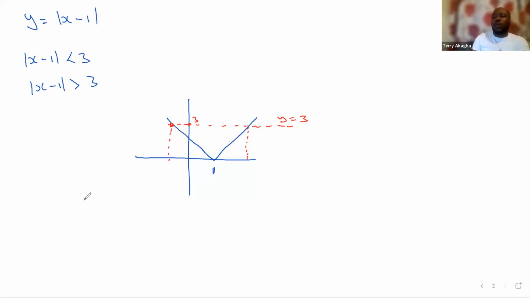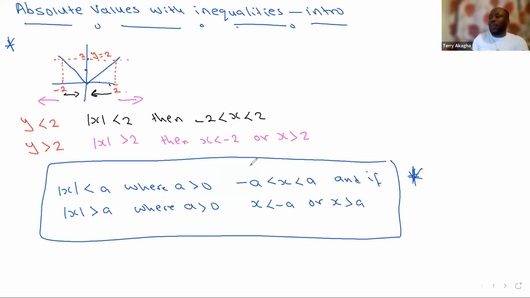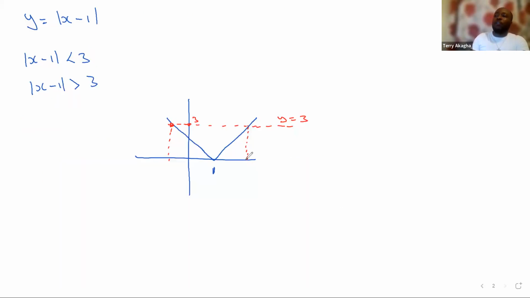The same thing, we know that for it to be less than, if you go back, I told you that for less than, it is minus a less than x less than a, okay? And if it's greater than, it is x less than minus a or x greater than a. So if you plot this graph, you will notice that here will be -2, and here as well is going to be, I think, around 4, okay?